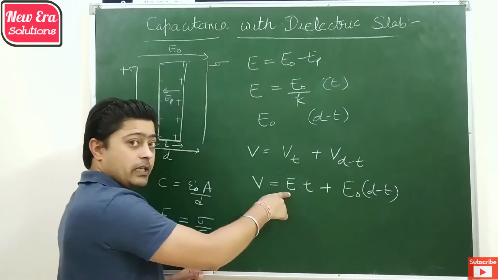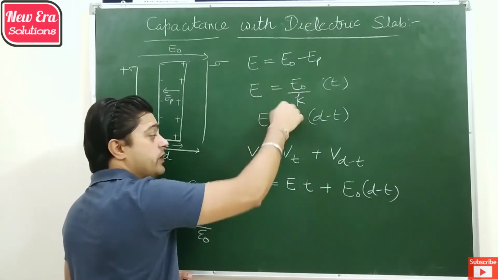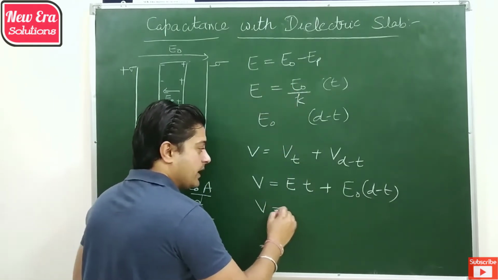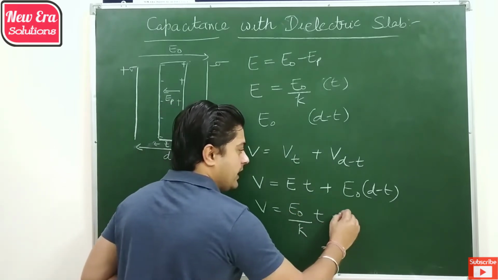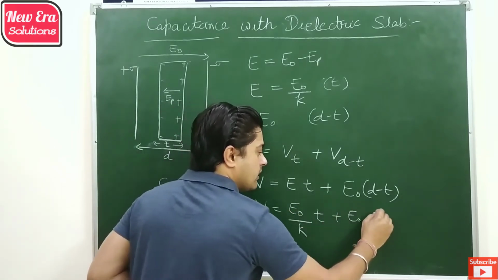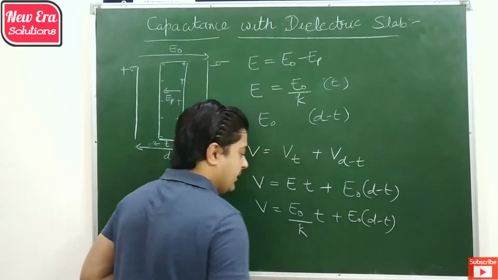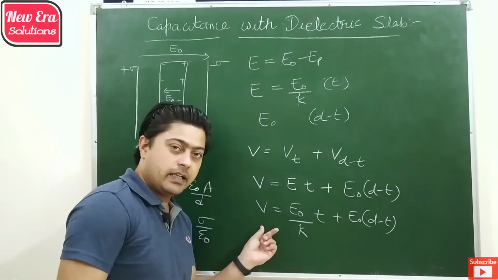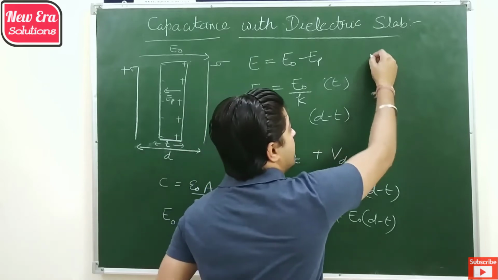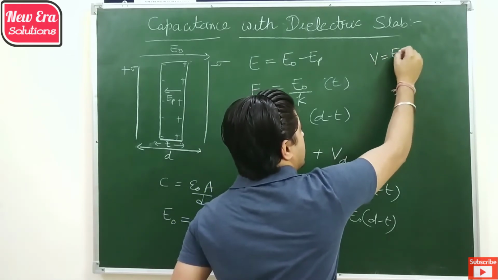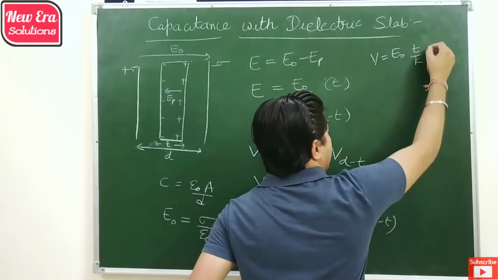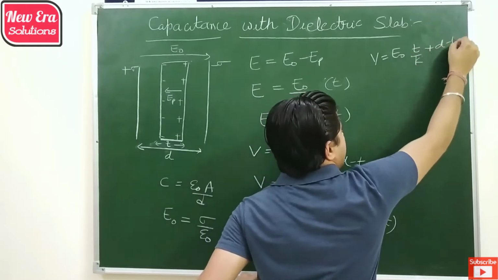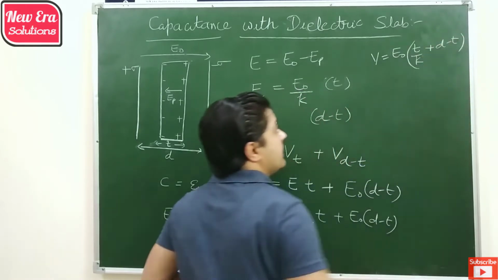As we know, the electric field in the medium is also E naught by K. So the total potential is E naught by K into t plus E naught into (d minus t). Now we can take E naught as common. So we get V is equal to E naught times (t by K plus d minus t).